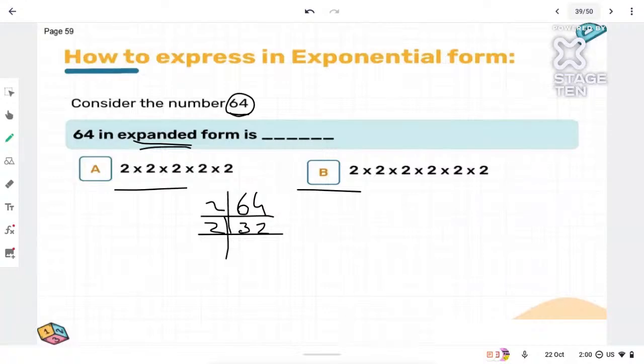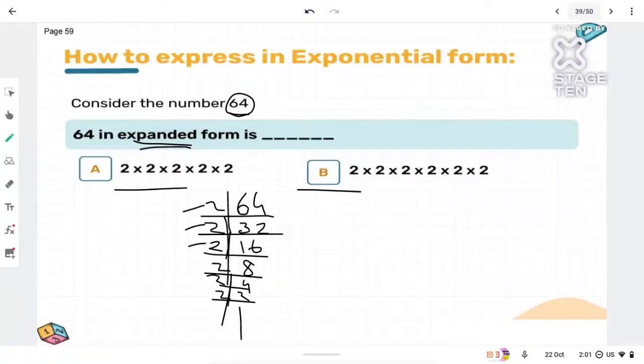So let me continue. 32 divided by 2, 16. Again 2, you will get 8. Again 2, you will get 4. And again 2, you will get 2, and again 2 and 1. So how many 2's are there? 1, 2, 3, 4, 5, 6. Correct. 6 2's are there.